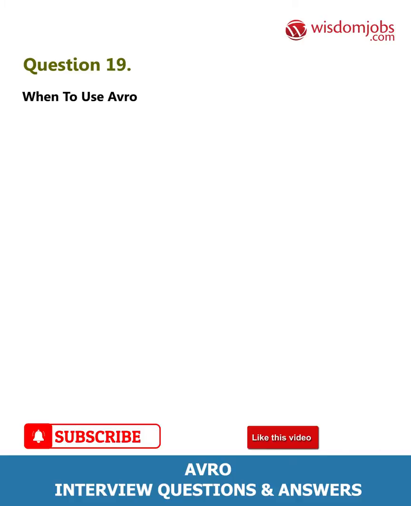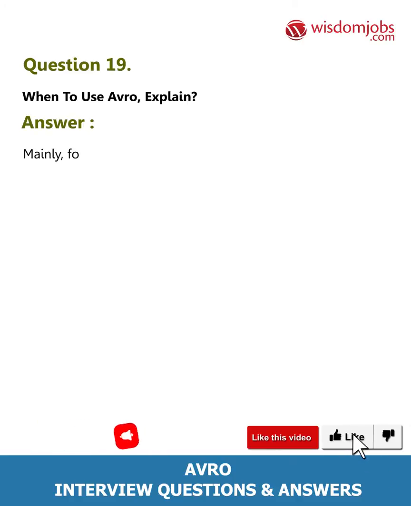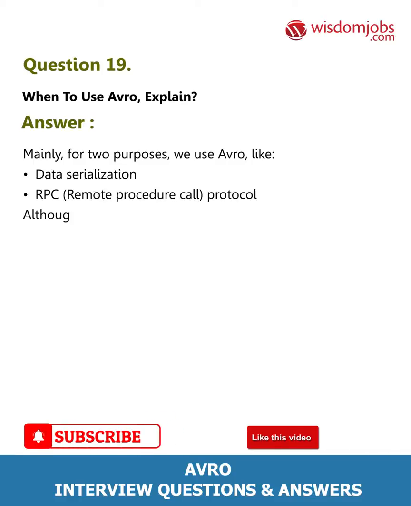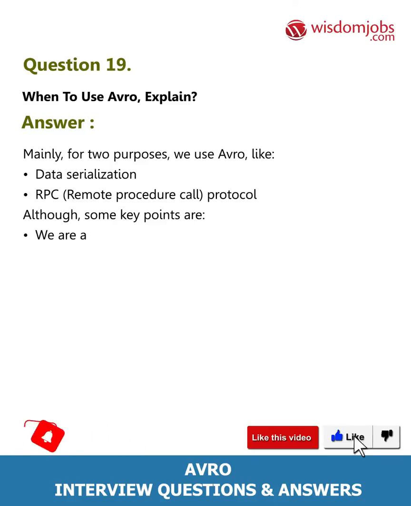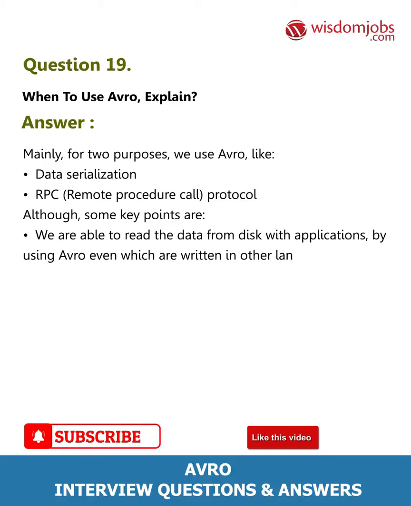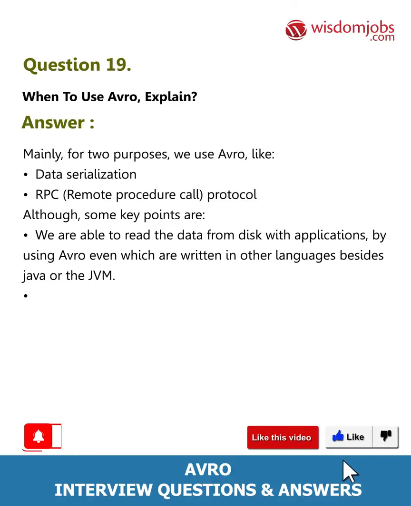Question 19. When to use AVRO? Explain. Answer. Mainly for 2 purposes we use AVRO: data serialization and RPC, the remote procedure call protocol. Some key points are: we are able to read the data from disk with applications by using AVRO even if they are written in languages other than Java or the JVM.